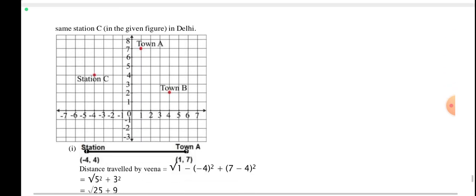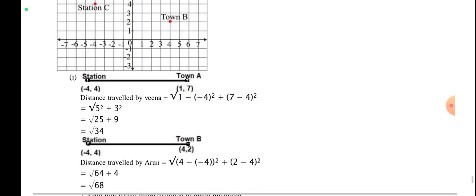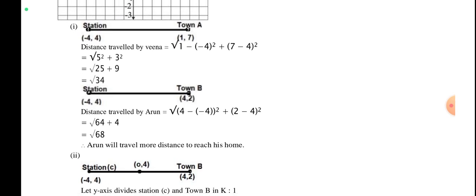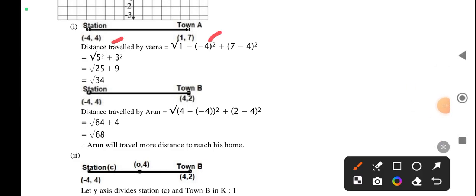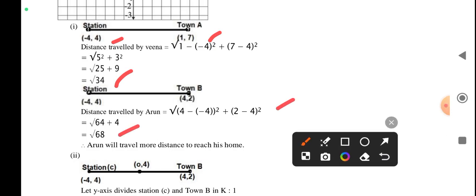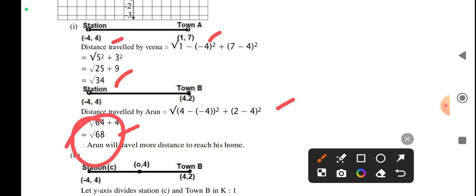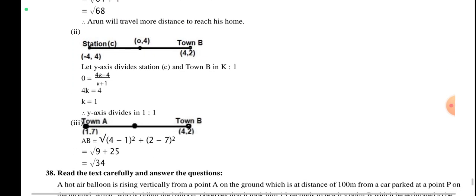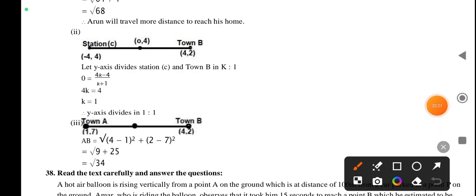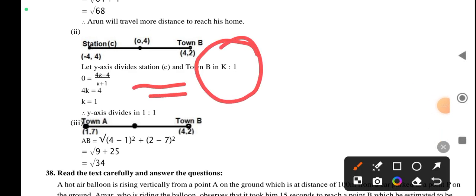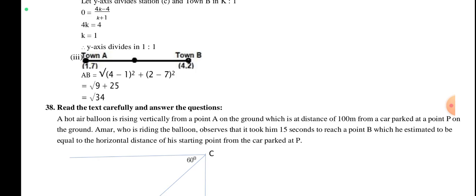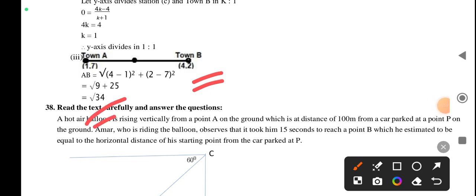Easier check. Now we are talking about coordinate geometry. First they have talked about the distance traveled by Veena, the station and the town A. Distance between minus 4, 4 and 1, 7. The distance you found is root 34. Distance traveled by Arun is root 68. Who travelled more distance, root 34 or root 68? Definitely Arun travelled more distance comparatively to Veena. Then for the second one, you have to use the y-axis and ratio k:1. Substitute it, get the ratio 1:1. Then for the third one, we have to find the distance, that is nothing but root over 34.